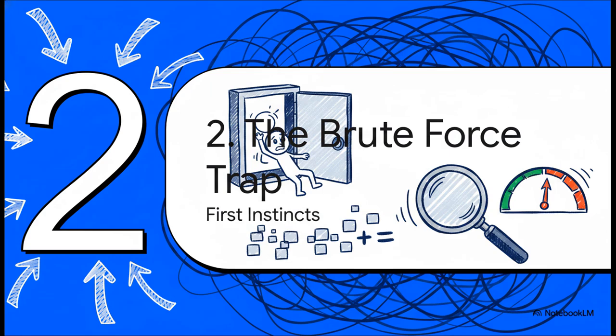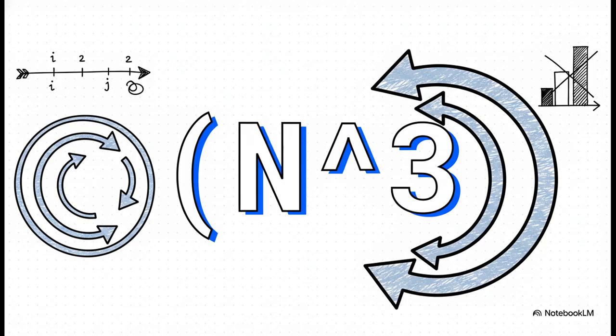Moving right along to section 2, the brute force trap. When you're sitting right there in the hot seat of an interview, your first instinct is usually the most obvious one. If we need to find the longest subarray that equals k, why not just generate every single possible subarray, sum them all up one by one, and just see which one is the longest?